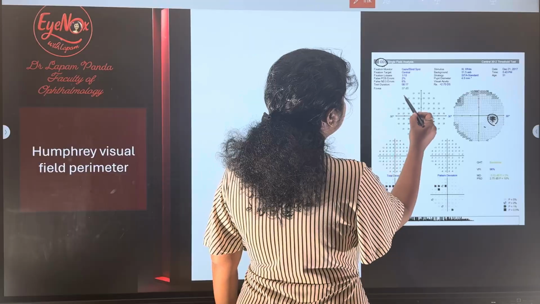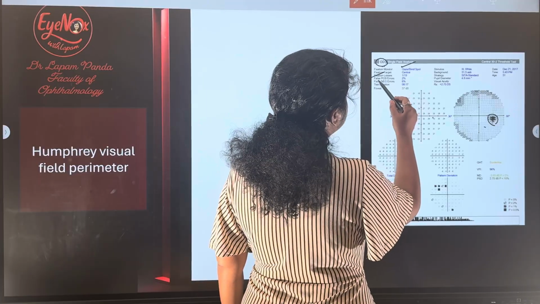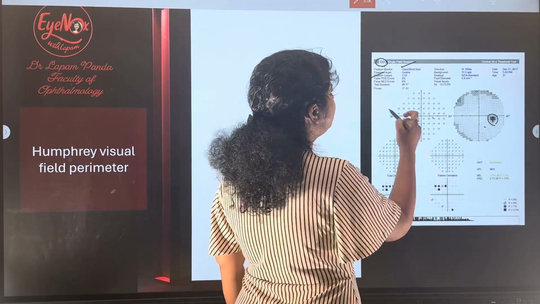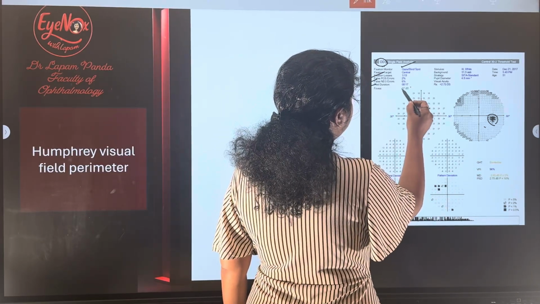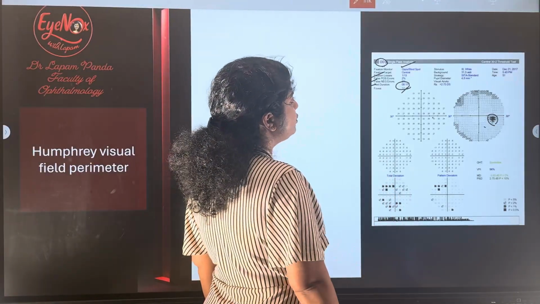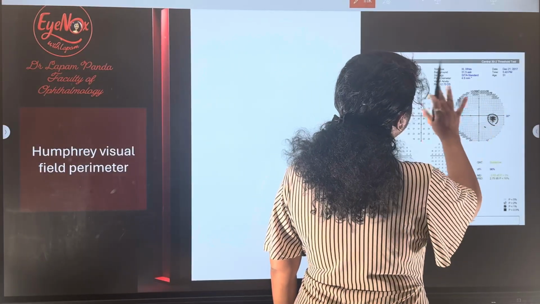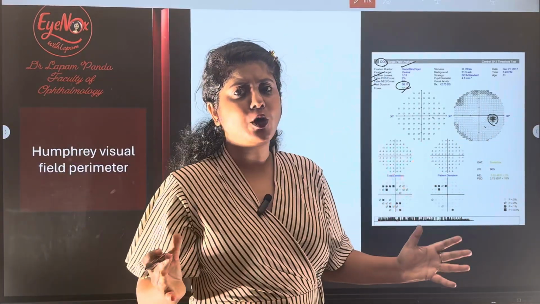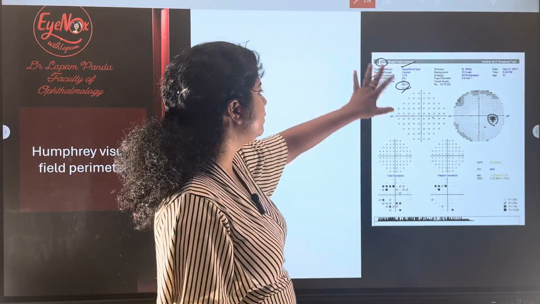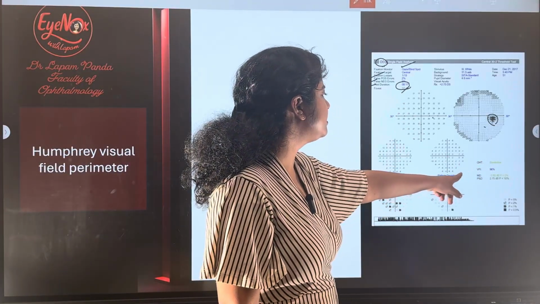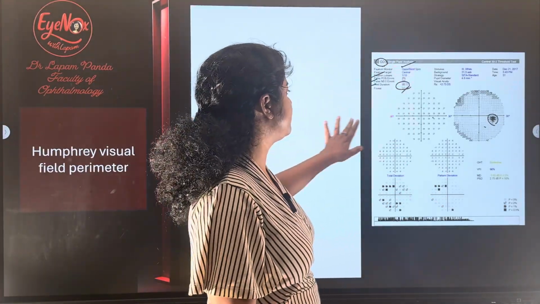This also gives some information about whether the patient was fixating or not, how many fixation losses there were, how many times the patient has unnecessarily clicked, how many times the patient was supposed to click but hasn't clicked, and for how much time the test was done. So a lot of information we get. The grayscale, the peripheral field, a lot of information this gives, which altogether is a different topic, out of your syllabus as undergraduates, but you need to know that this is how the field looks. Okay, and this is the glaucoma hemifield test, which talks about the visual field index, mean deviation, and pattern standard deviation. All this information this graph gives.